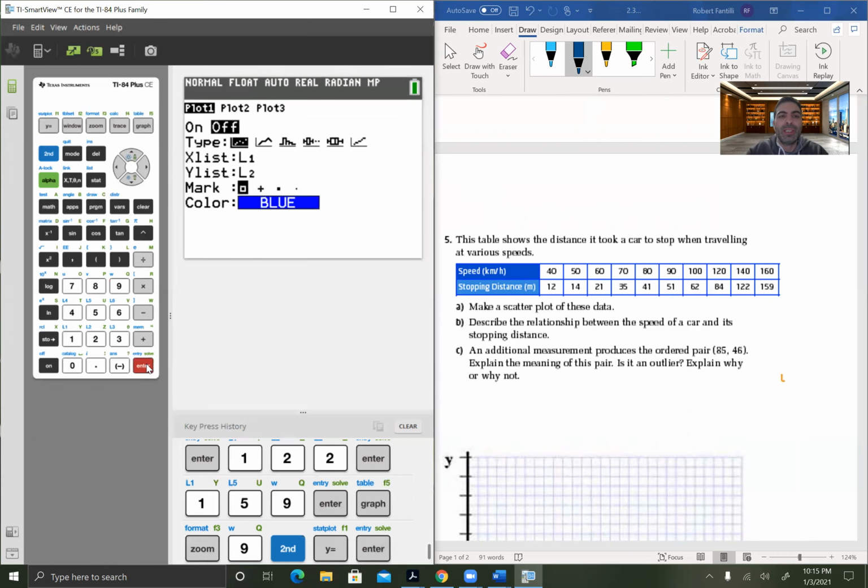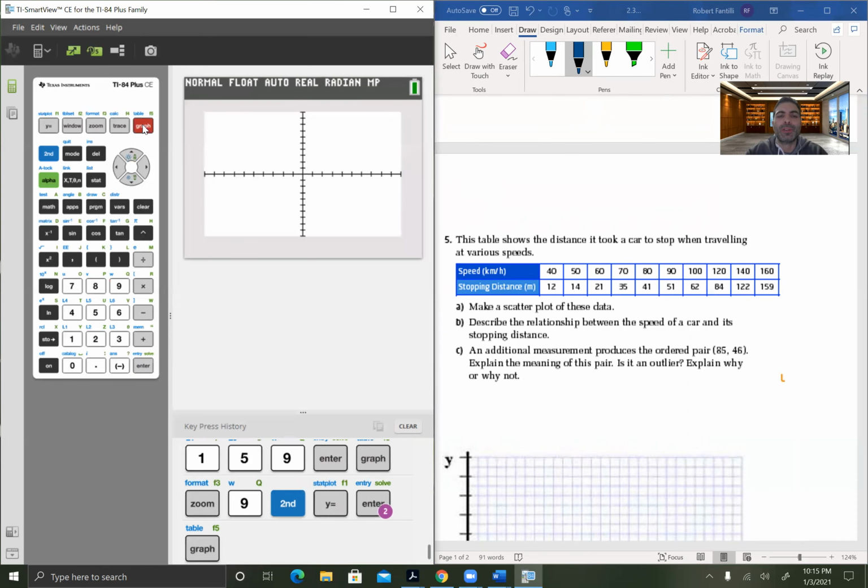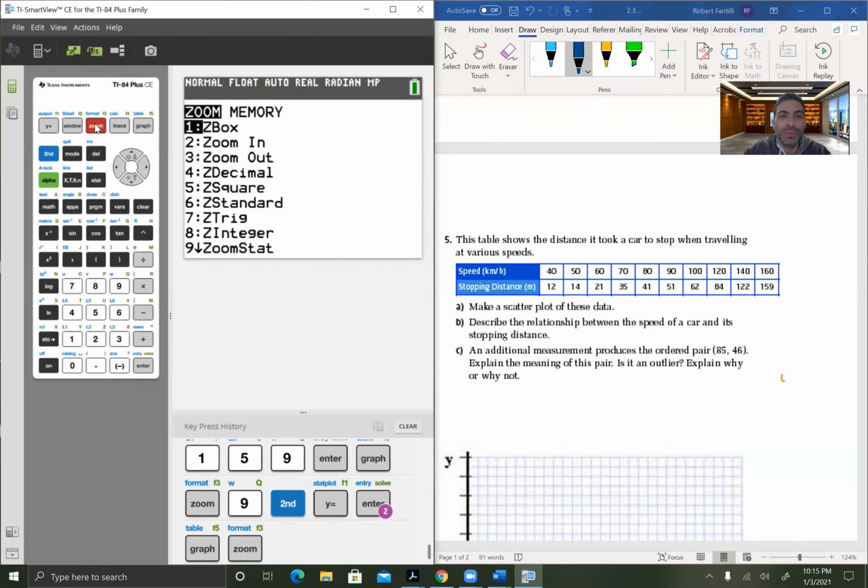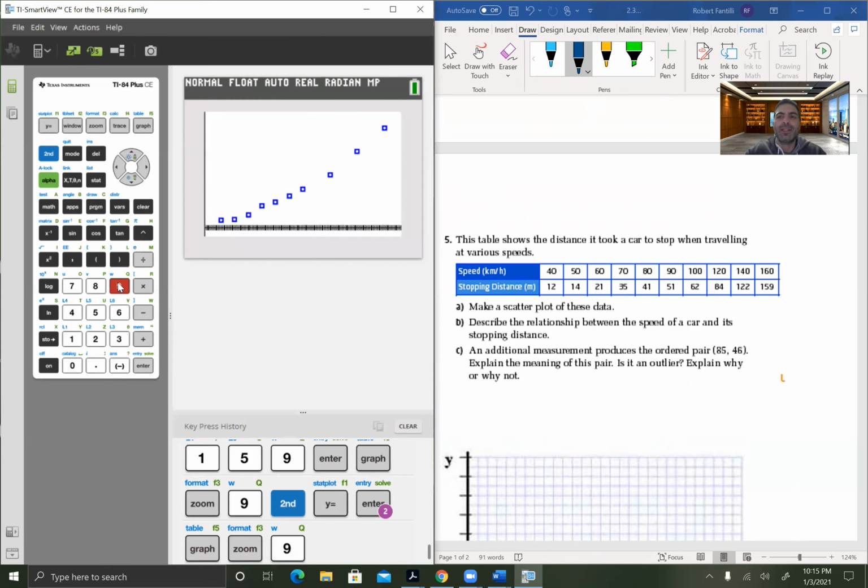So hit enter and see how the cursor is flashing on the word on. It's actually off, but it's flashing on the word on as an option. So hit enter there, and you'll notice that now it's on the word on only. Okay. Now we can go back to graph, top right corner. And again, it's not going to graph. But if we zoom 9, remember it was zoom, option 9, zoom in on your stats, ta-da. Now, because we turned that function on, it's going to zoom in on our statistics.